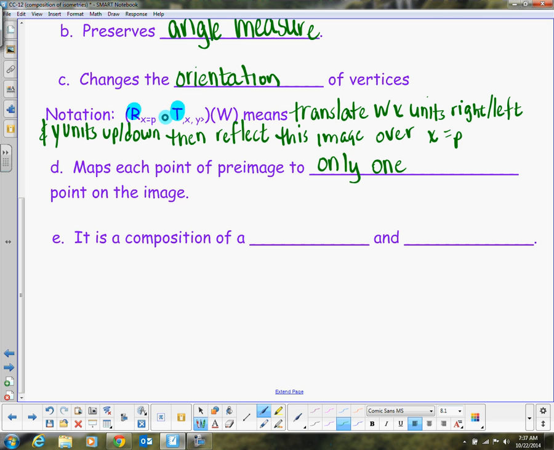All right, so this next one we should already be able to fill in based on our notation up here. Glide reflection is a composition of a reflection and translation. Now, where was this hint? In the capital R and the capital T.